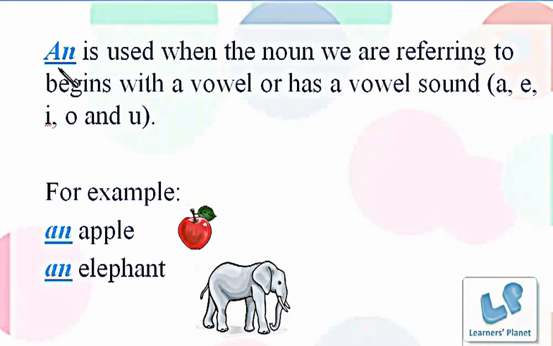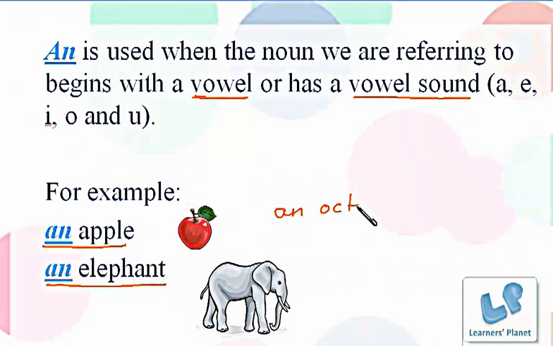Now let us see where an is used. An is used when the noun we are referring to begins with a vowel or has a vowel sound. So vowels include A, E, I, O and U. So the examples could be an apple, an elephant, an octopus, an umbrella. There could be many more examples.